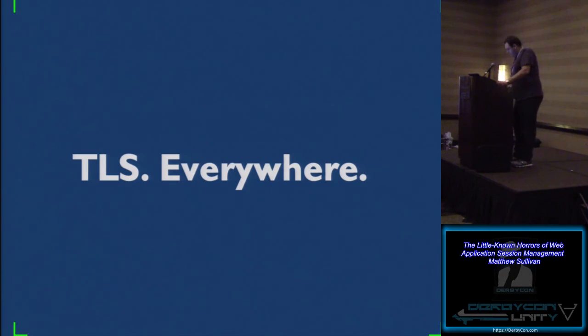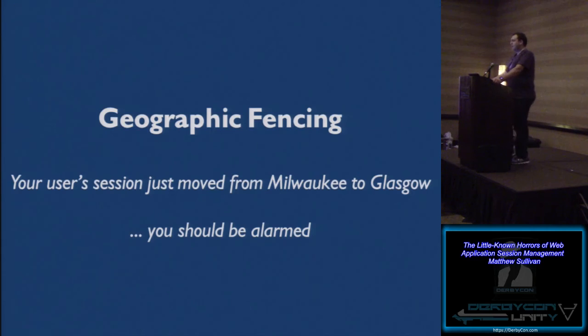All right. Let's talk a little bit about geographic fencing. This is one that I believe in very strongly. Your user session moves from Milwaukee to Glasgow. Should you be alarmed? Yes, you should be alarmed. Now, what I would recommend is actually implementing it, so getting geographic data is so easy now. The MaxMind DBs that do IP to city and stuff are free. You've got Nginx modules, Apache modules that provide that to you as a request header. All your application needs to do is check the latitude and longitudes.